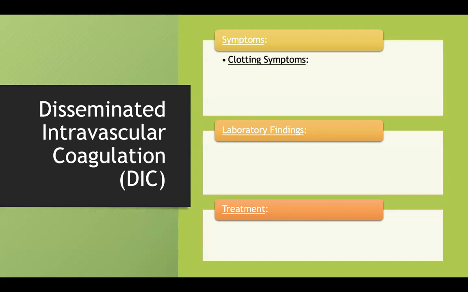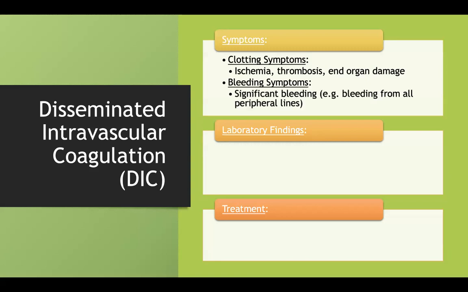So for the symptoms, you're going to have clotting symptoms like ischemia, thrombosis, or end organ damage. And you also may have bleeding symptoms. Classically, you'll see somebody who's just bleeding from all of their lines and you can't get the bleeding to stop. That's when you should strongly consider DIC.